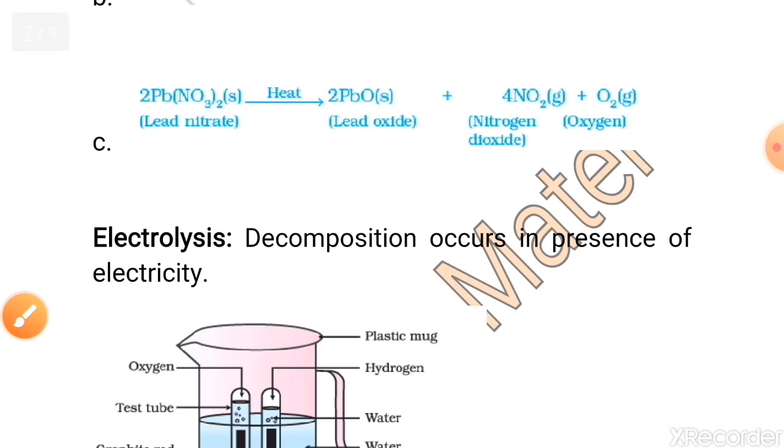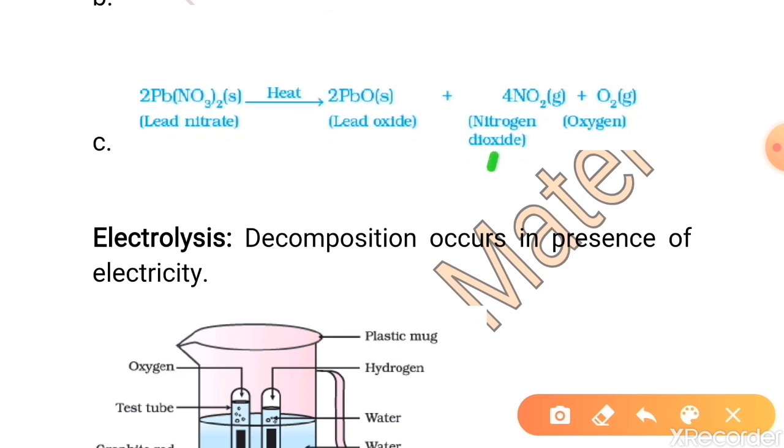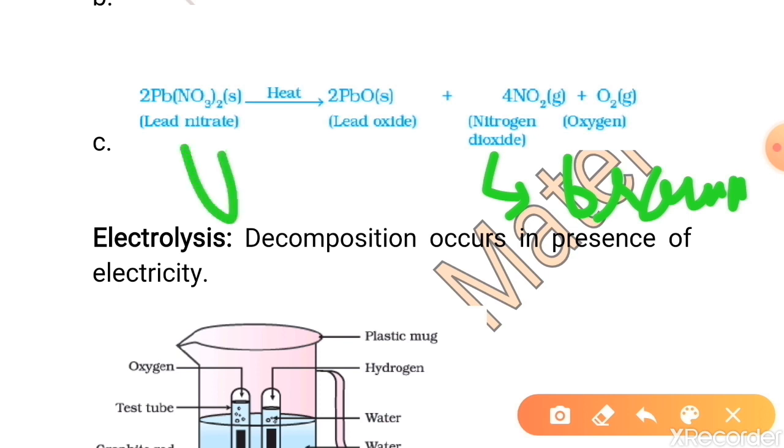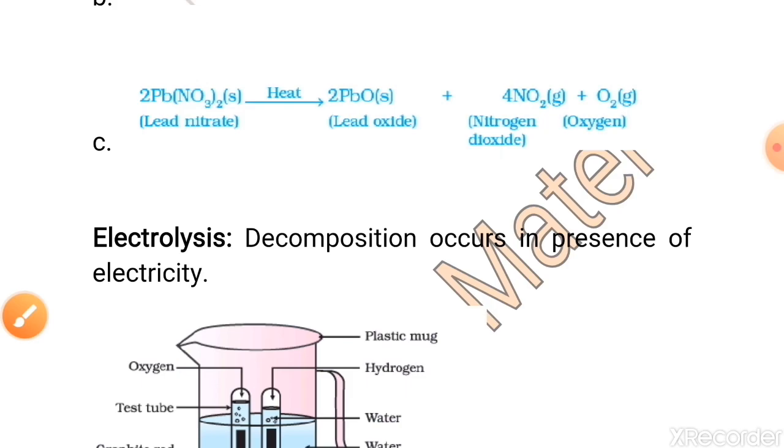This is of lead nitrate. When lead nitrate is heated, then it gives lead oxide, nitrogen dioxide and oxygen. One thing we have to notice is that this NO2 gas, this nitrogen dioxide gas, is brown in color. When you heat this compound in a test tube, then you will see a brown colored gas coming out of the test tube, which will be nitrogen dioxide. Okay, students.